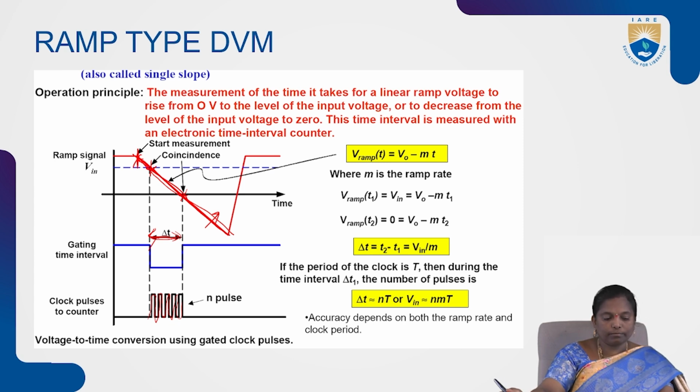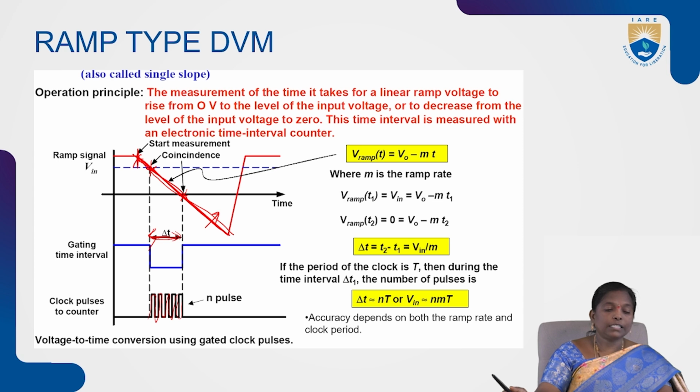the counter. In this, the input signal we are applying is a voltage, whereas finally we measure time: how much time the linear ramp signal takes. So how much time does it take for a linear ramp voltage to rise from 0 volts to the input voltage, and again decrease from the level of the input voltage to 0 volts? This time interval is measured with an electronic time interval counter.